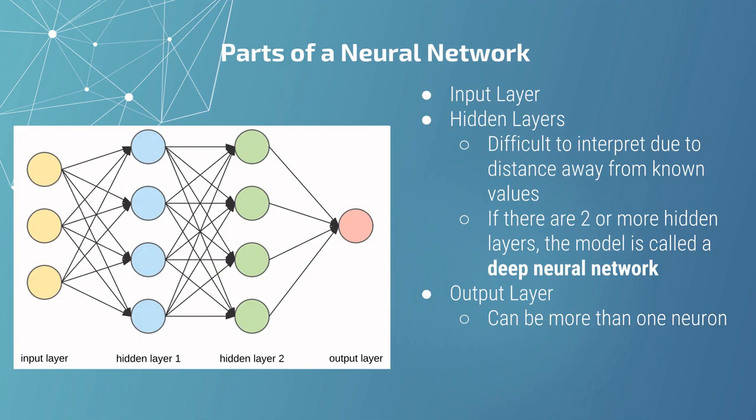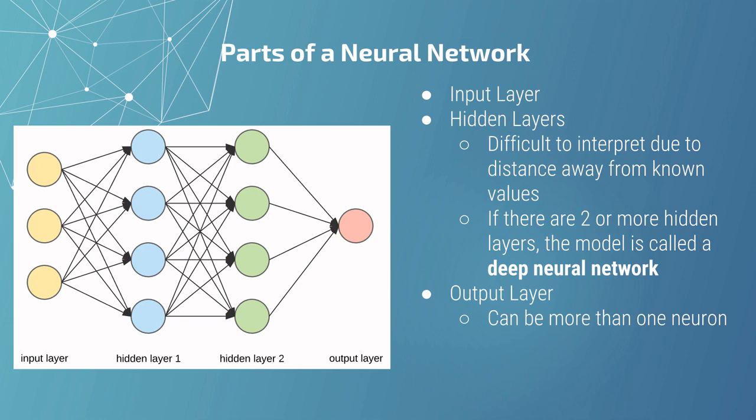So as you can see here, all of these circles are perceptron models, and they're all interconnected to form layers. So these are the parts of a neural network. The first part is the input layer. It's pretty self-explanatory. It's where the neural network takes in the inputs. Each neuron, which is the circle, is a different feature or column. And there are the same number of nodes as columns in the data.